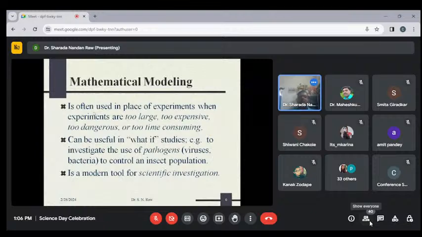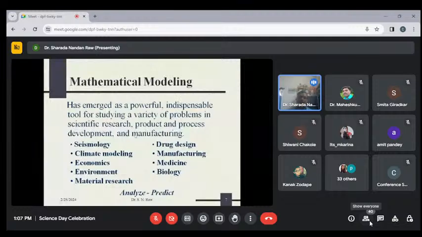Then mathematical modeling is often used in place of experiment when experiments are too large, too expensive, too dangerous, or too time consuming. Then you can use mathematical modeling. Mathematical modeling can be useful in what-if studies, for example, investigating the use of pathogens, viruses, bacteria to control the insect population. Nowadays a lot of mathematical modeling is going on for the coronavirus. Based upon that we can reflect the knowledge on whether the third wave comes, the second wave comes, based upon the mathematical modeling. Mathematical modeling is a modern tool for scientific investigation.